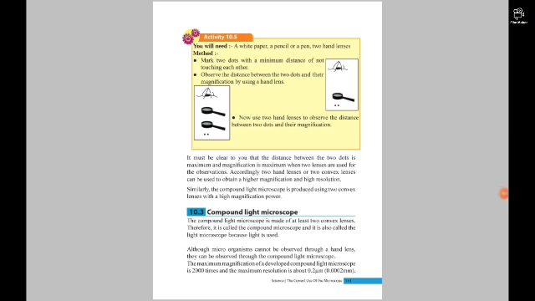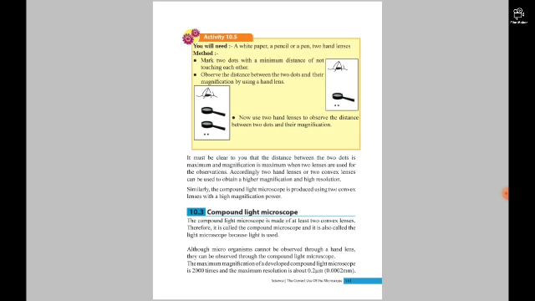We are going to do the compound light microscope part. The compound light microscope is made of at least two convex lenses. Therefore, it is called the compound microscope, and it is also called the light microscope because light is used.